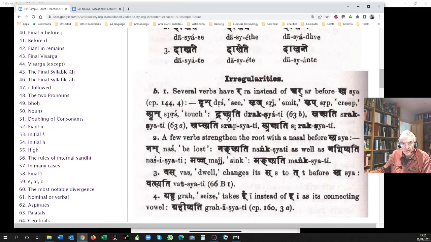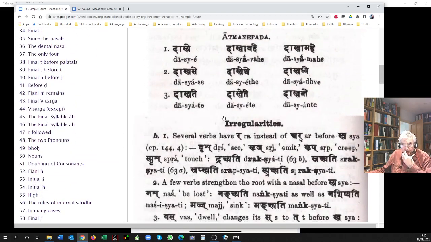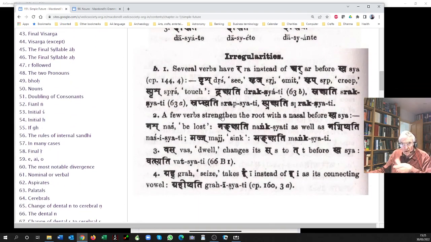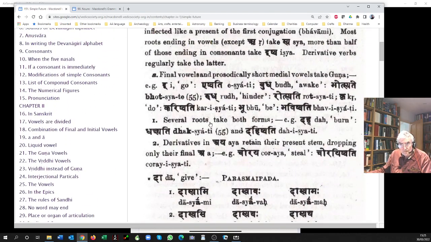Which you'll see at the bottom of the first page of section 151. You needn't bother too much with those unless you're a Sanskrit scholar. Here we see where I've got my cursor, the aya retain the present stem, dropping only the final a, choraya. That's chorayishyati, as I've just written for you, and that's a Pali chorisati.